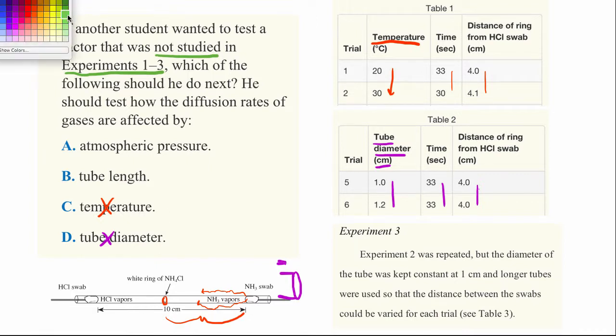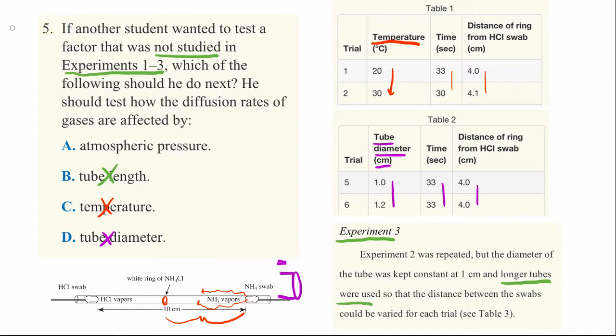Or tube length. And tube length, you actually have to go to the text. But here in experiment 3, they said that longer tubes were used, so that the distance of the swabs could be varied for each trial. So we've already studied that as well.